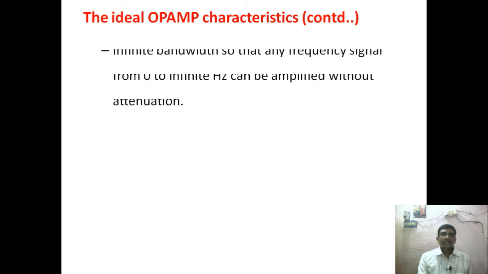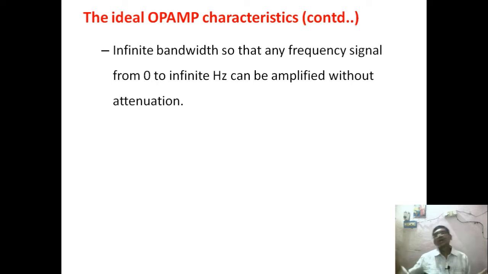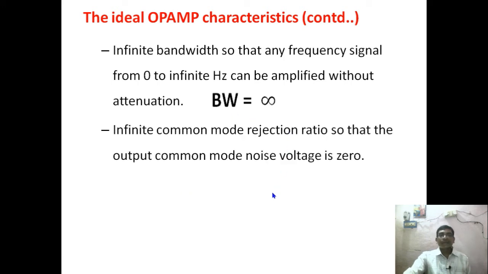And next, infinite bandwidth. The bandwidth of the op-amp is infinite, so signals from 0 Hz to infinite Hz can be amplified without attenuation. If the operational amplifier has infinite bandwidth, it can process whatever signal we give it, all signals from 0 hertz to several hertz or infinite hertz, without any attenuation. Therefore we can say the bandwidth is infinite.